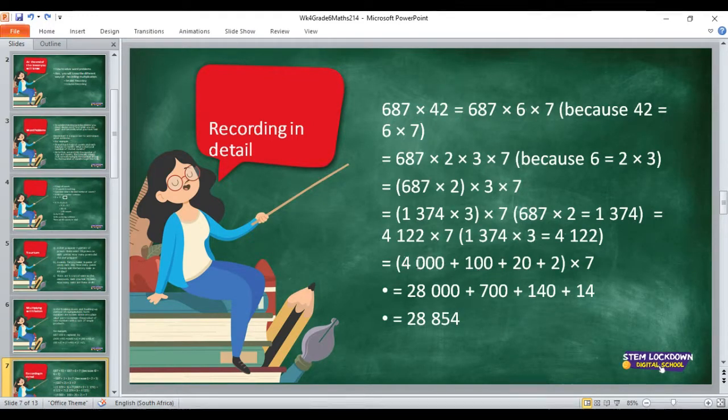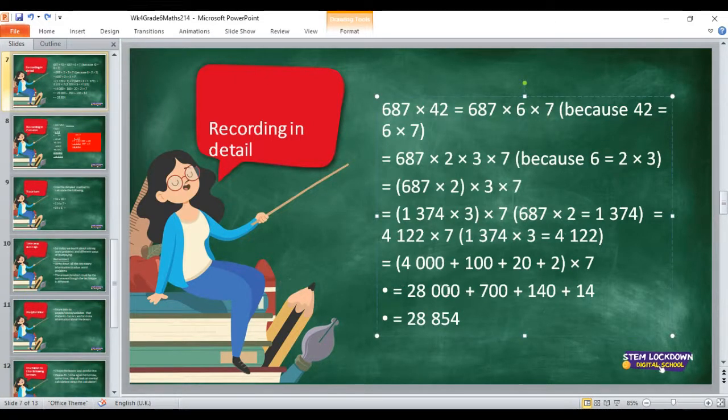Okay, right? Now we have, open the brackets, 4,000 plus 100 plus 20 plus 2 multiplied by 7. Okay, and then we do our multiplication. 4,000 multiplied by 7, 100 multiplied by 7, 20 multiplied by 7, 2 multiplied by 7. We get our answer. If you remember, yesterday we spoke of mental calculation. If you know that 4 multiplied by 7 equals 28, and then how many zeros do we have? We have 3 zeros, so we just say 28,000 because the total number was 4,000. So we have 28,000.